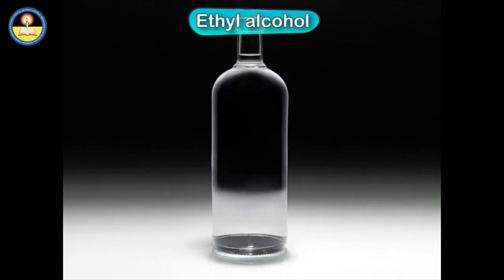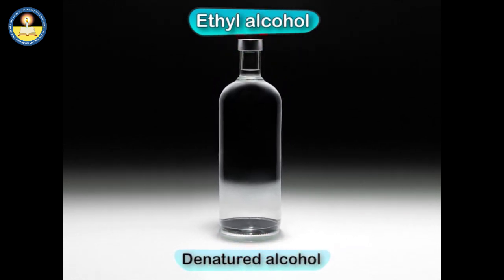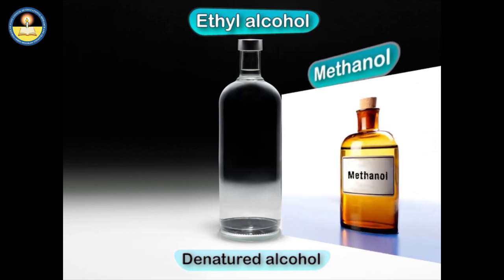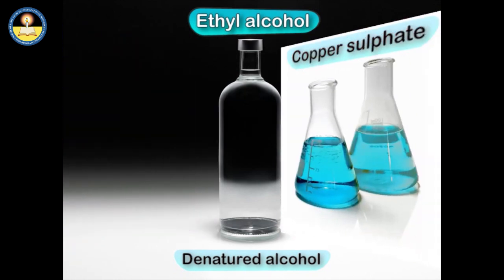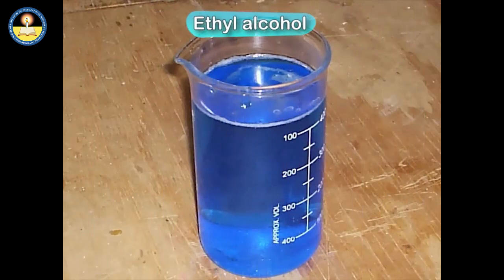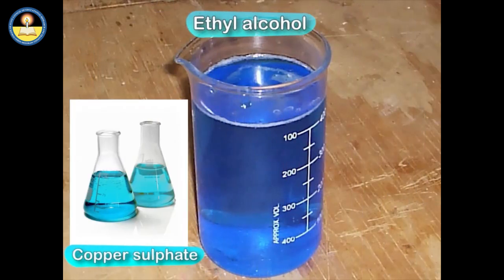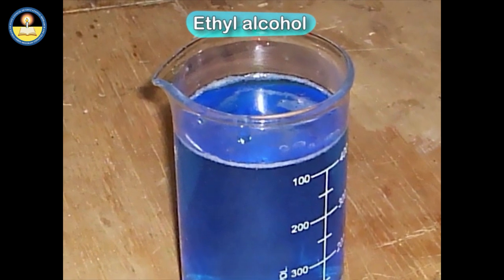We can now say that denatured alcohol is ethyl alcohol which has been made unfit for drinking purpose by adding small amounts of poisonous substances like methanol, pyridine, copper sulfate, etc. Addition of a small amount of copper sulfate imparts a blue color to industrial ethyl alcohol so that it can be easily identified.